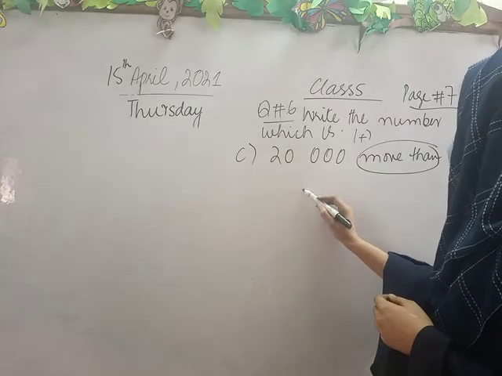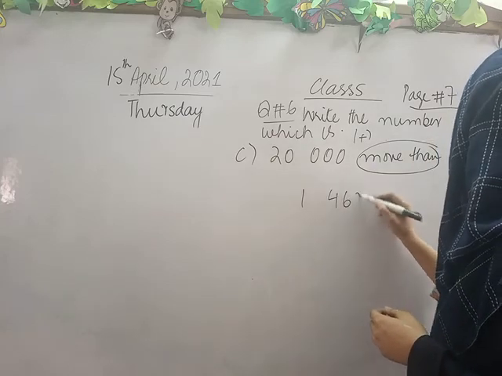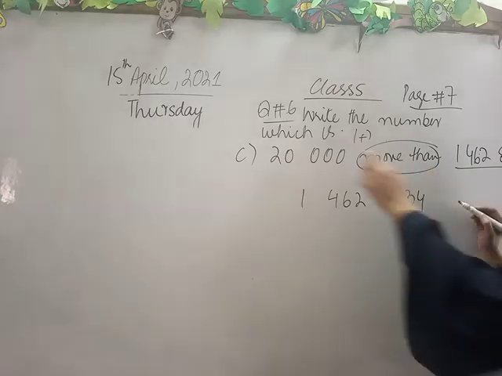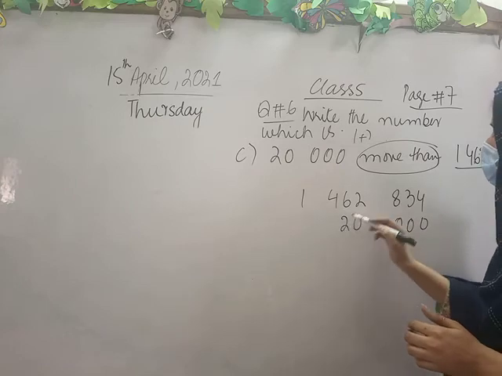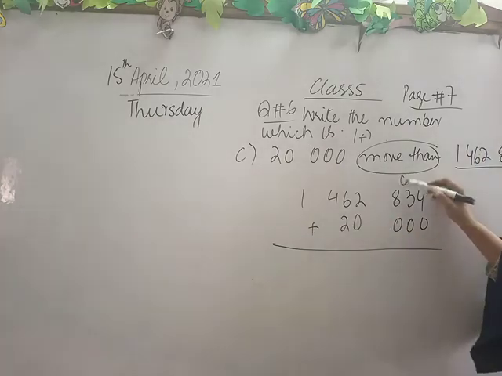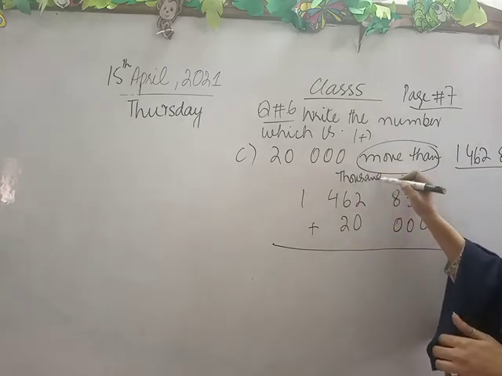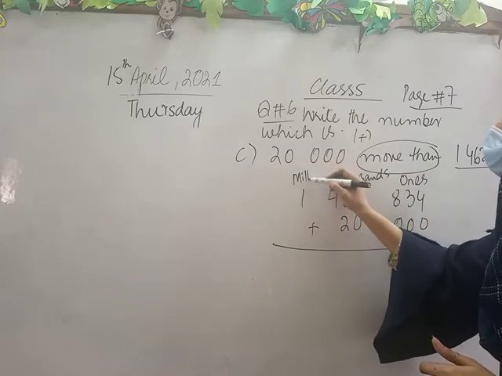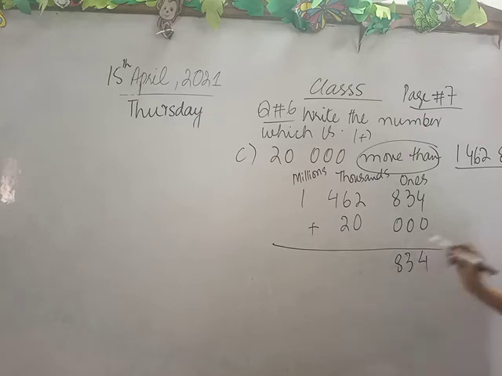First number is, जो राइट साइड पे होगा उसको फर्स्ट पे मैं लिख लेती हूँ, 1 space 462 space 834 and the next number which is 20,000. I will write 20 as it is. This belongs to ones, thousands according to place value chart and millions. Fine. Now 4 plus 0 is 4. 3 plus 0 is 3. 8 plus 0 is 8.